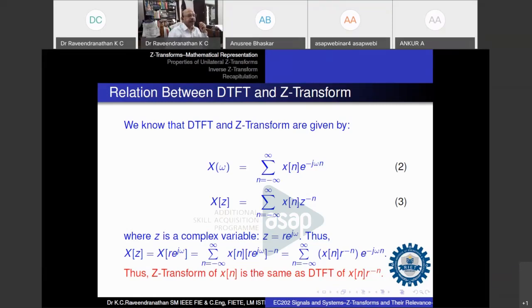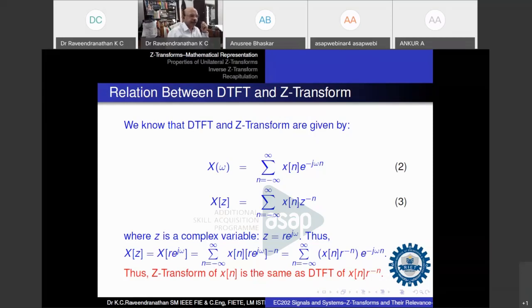So thus we can compare these two expressions as X(z) is X of r e raised to j omega, replacing z by r e raised to j omega. So if you apply that in equation 2, we can write x of n into r into e raised to j omega, the whole raised to minus n. So it will become summation, n running from minus infinity to plus infinity, x of n into r raised to minus n into e raised to minus j omega n.